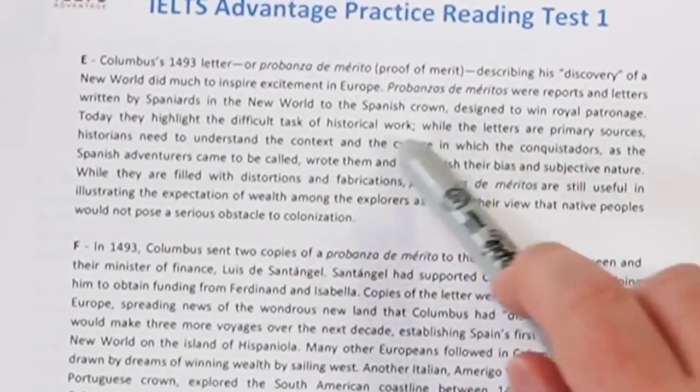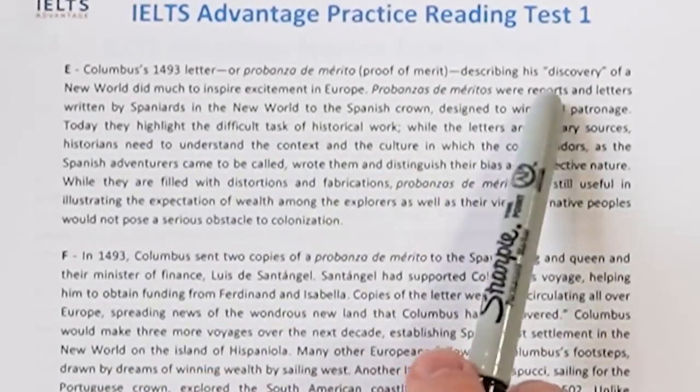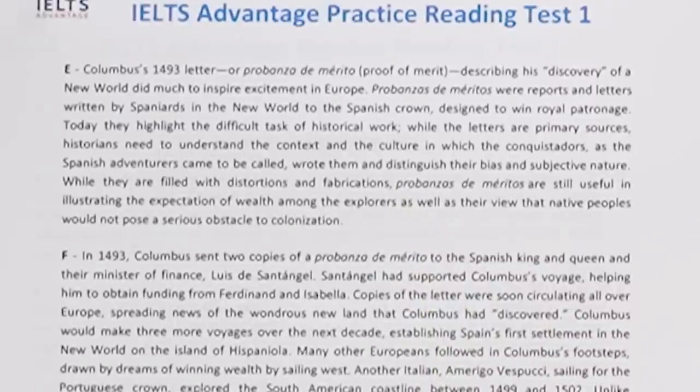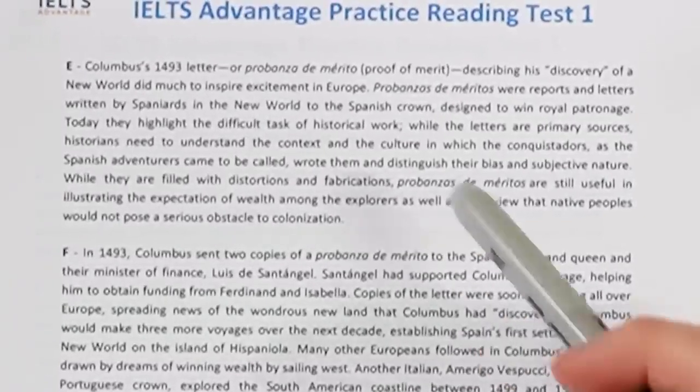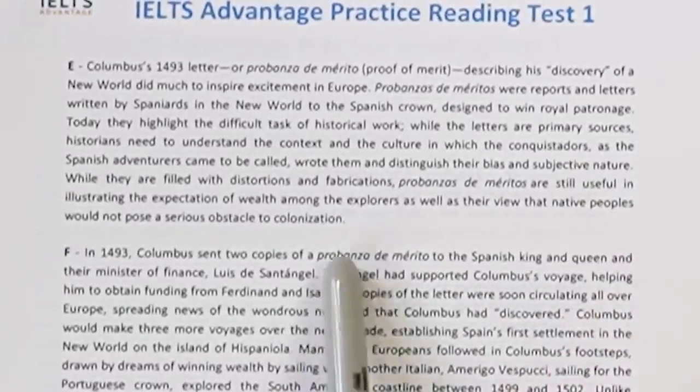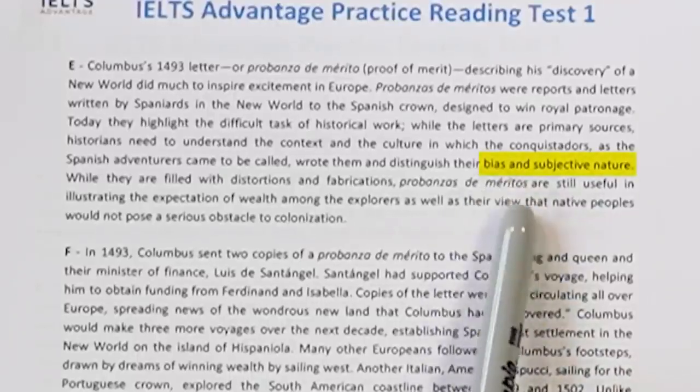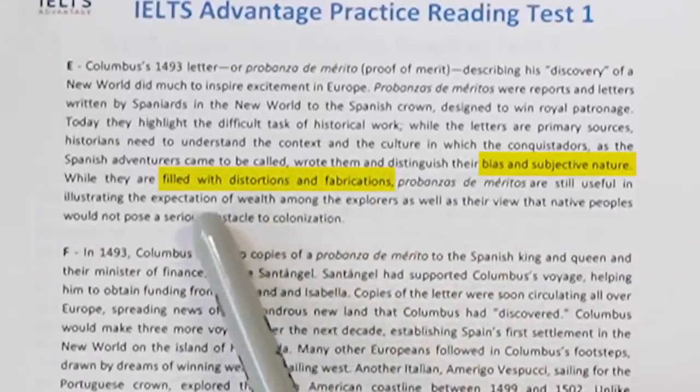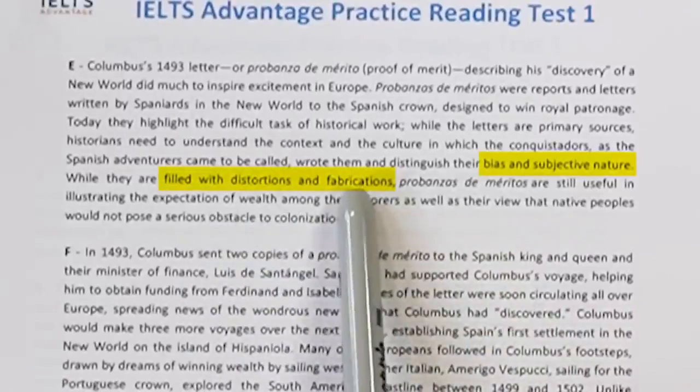There's some mention of letters here. Columbus's letters. Okay, so we have letters, but we need to read carefully to see if there's difficulty analyzing it. So it doesn't say directly here. You need to read kind of between the lines and understand the context here. So they have bias and have a subjective nature. They are also filled with distortions and fabrications. Now, all of these are negative things when it comes to using these as reliable sources.